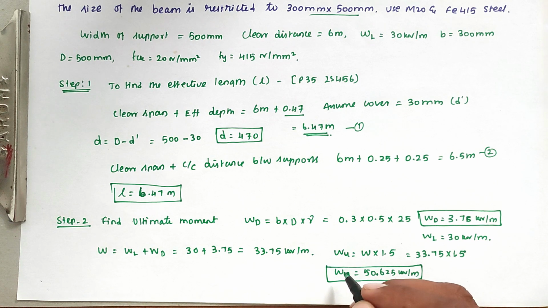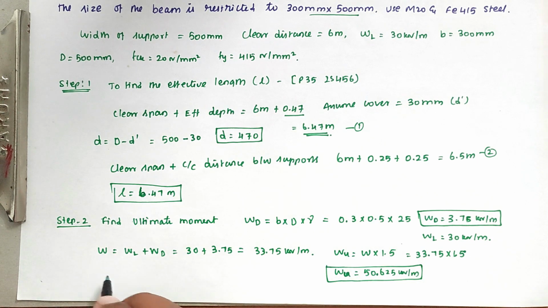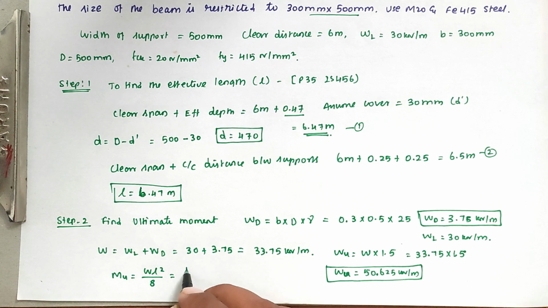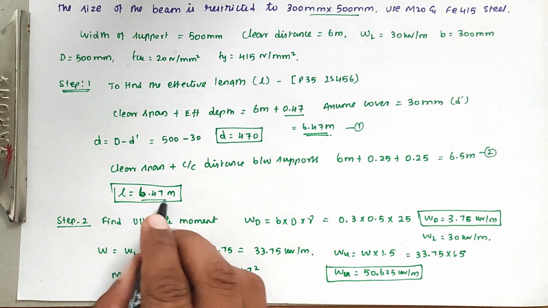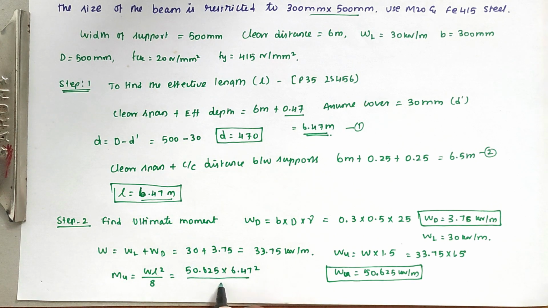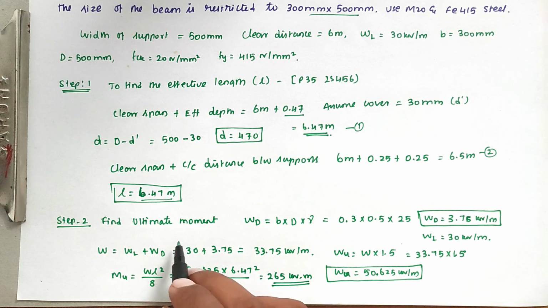From that ultimate load we find the ultimate moment, that is Mu equals W L square by 8. We substitute W as 50.625 and L as 6.47 squared, divided by 8. From that we got the value of 265 kilonewton meter. This is the moment of this section.